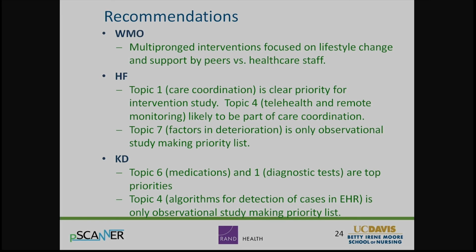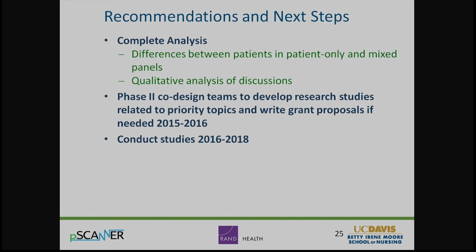And for Kawasaki disease, the 2 priorities are medications and diagnostic tests, and if we were to do a 3rd priority area, it should be the algorithms for detection of cases in the EHR. That was the only observational study that made that priority list, so the others would be interventional studies. So those are the recommendations that they made.